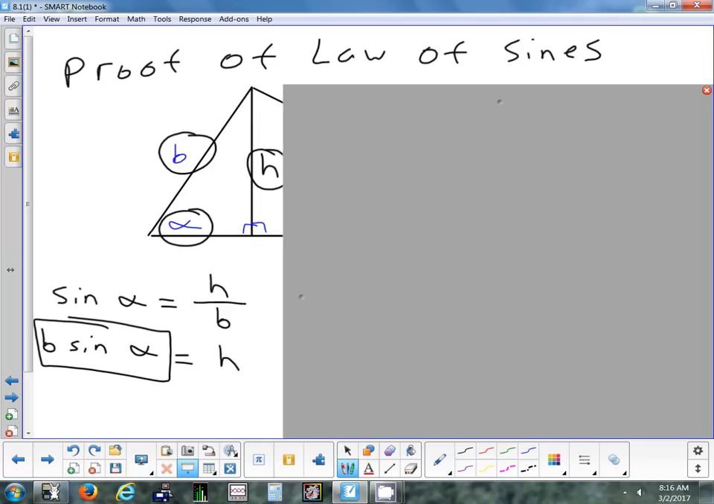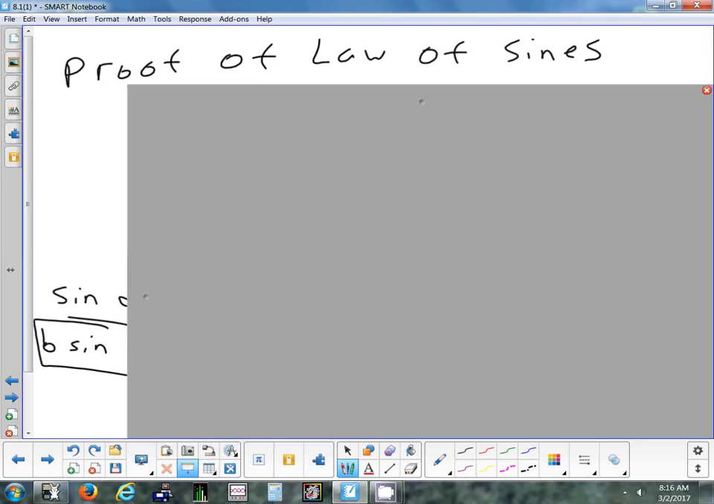So there's a formula for the height. Okay, b sine alpha. That's all I'm going to do with that for now. Any questions on that? Okay, now I'm going to block off everything I just did on the left, and I'm going to do the same thing on the right.